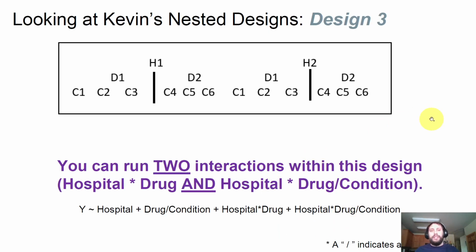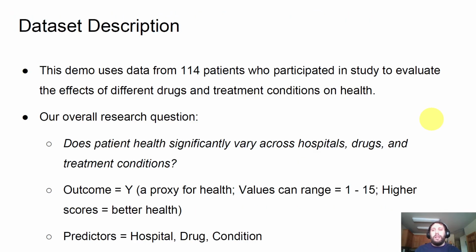And that's really all there is to the different designs that Kevin gave you. I think that covered most of them. We can go over in lab if you have another one where we can talk about it as well. We'll talk about any other nested designs that you come up with. But now I would like to talk about what the dataset description is.